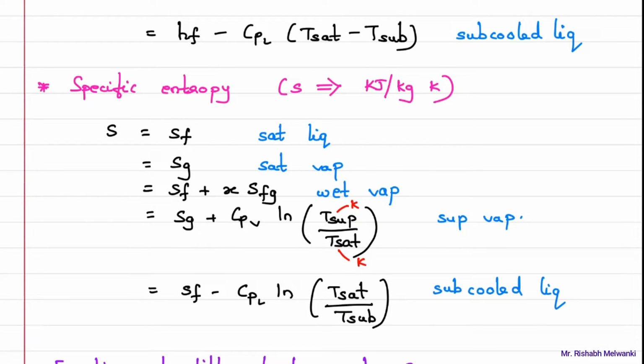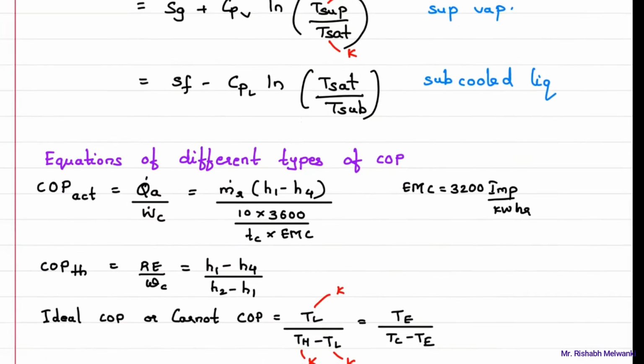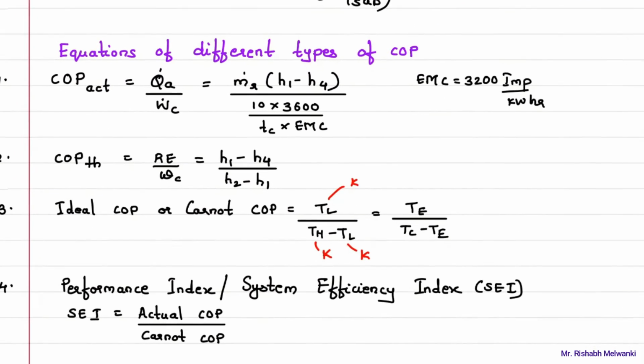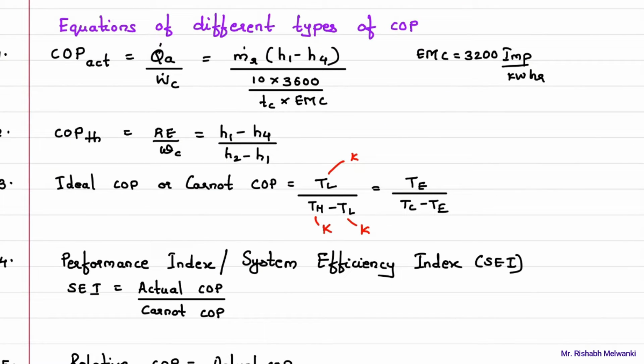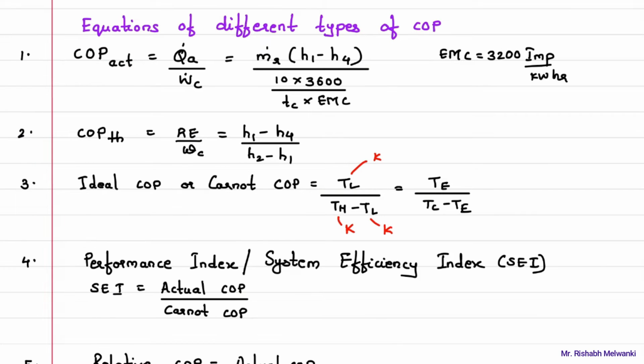Then next one, these equations you understand. First equation, if you observe over here, I have written COP actual. Now this COP actual is given by the equation Q dot A upon W dot C. Q dot A is heat absorbed in the evaporator and W dot C is power consumed by the compressor.